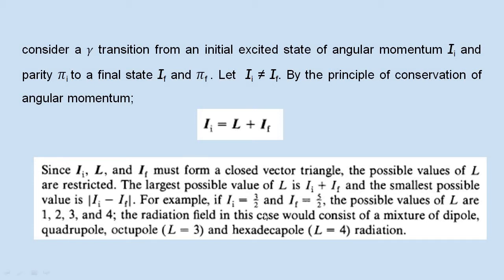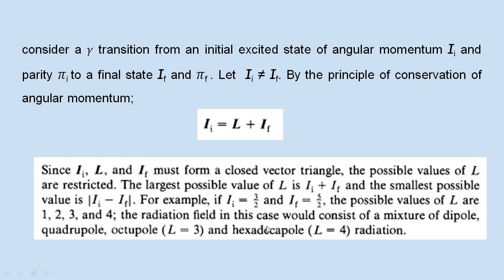For example, if I_I equals 3/2 and I_F equals 5/2, the possible values of L are: adding, 3/2 plus 5/2 is 8/2, which is 4, and subtracting, 5/2 minus 3/2 is 2/2, which is 1. So the maximum value is 4 and the minimum value is 1. So the possible values of L are from I_I plus I_F down to the magnitude of I_I minus I_F. That means from 4 to 1, that means 1, 2, 3 and 4.